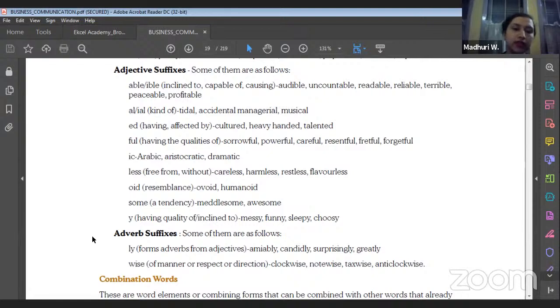And the last kind of suffix that we can see generally is the adverb suffix. If you add ly, it helps you form adverbs from adjectives, like candid, candidly, surprising, surprisingly, great, greatly. Okay? Wise could be of a manner or respect or direction. For example, clockwise, the manner in which the clock moves, right? Clockwise, you have anti-clockwise, note-wise, tax-wise, etc.